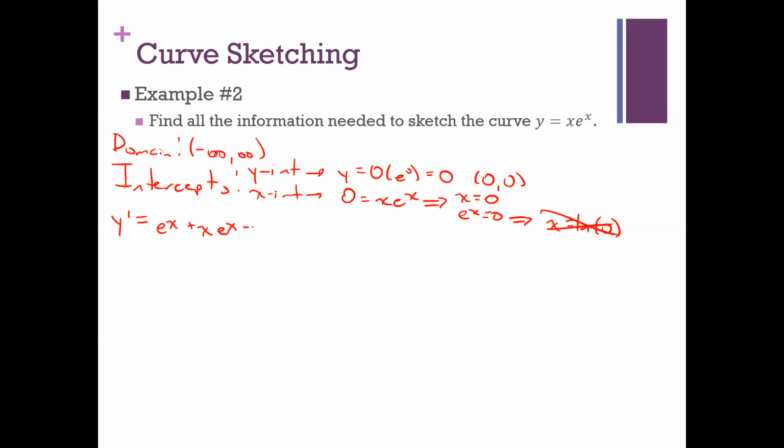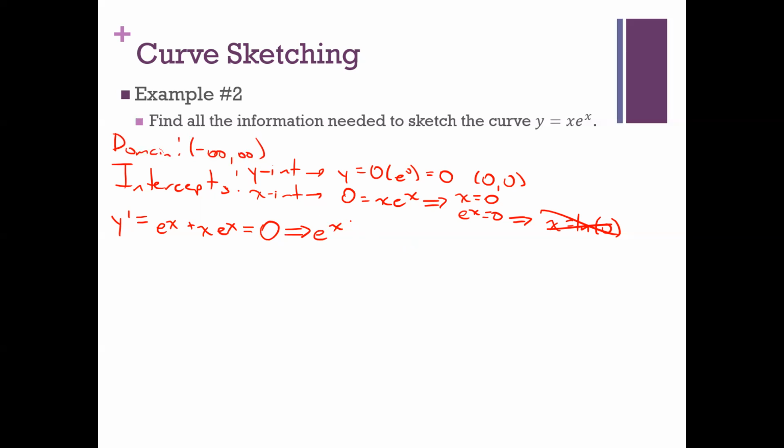Let's find critical points. So if I set that equal to 0, how can I solve that? You divide the x out of both sides. The x is not common to them. But what is? Yeah, I can factor out e to the x.